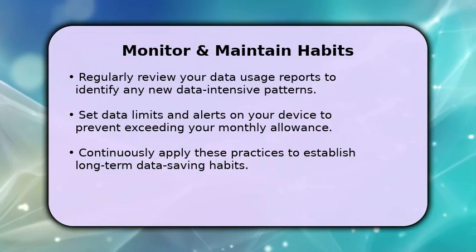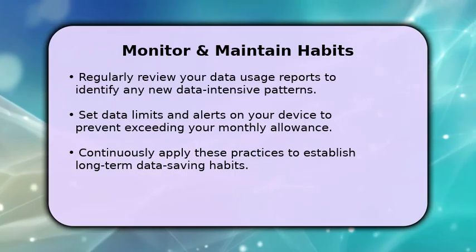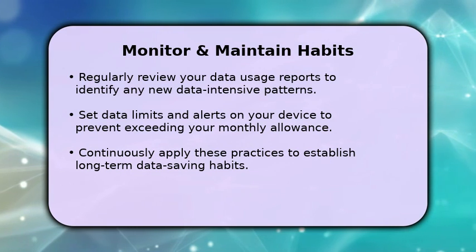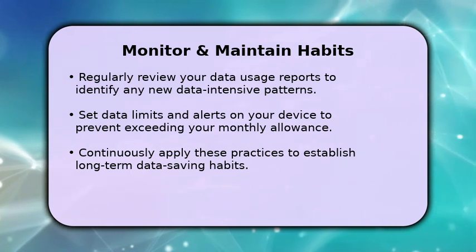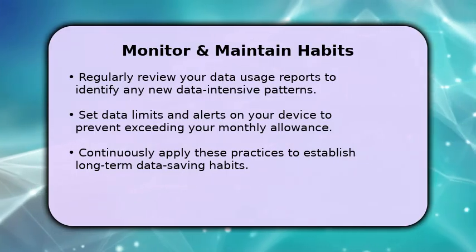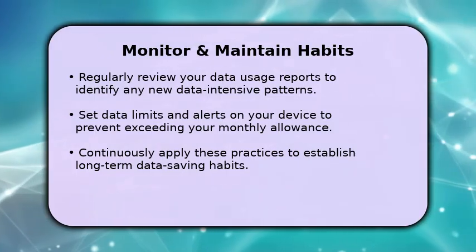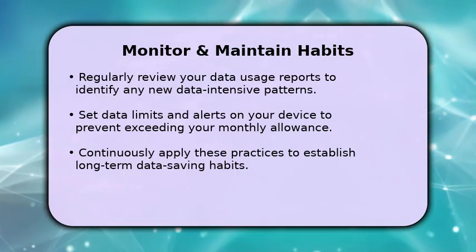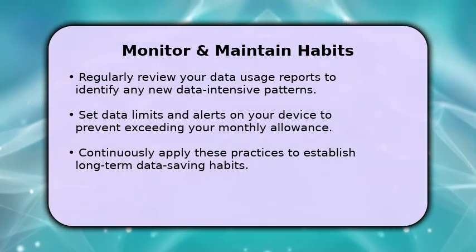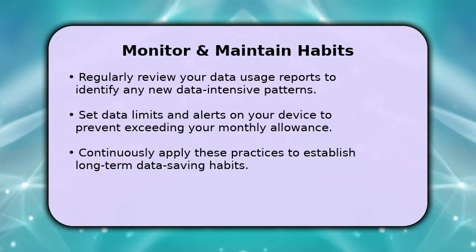Finally, consistent monitoring and maintenance are key. Make it a habit to check your data usage reports weekly to catch any unexpected spikes. Setting data limits and alerts on your phone can provide timely warnings before you hit your cap, helping you stay within budget. By consistently applying these straightforward methods, you will effectively reduce your internet data consumption and maintain control over your usage.